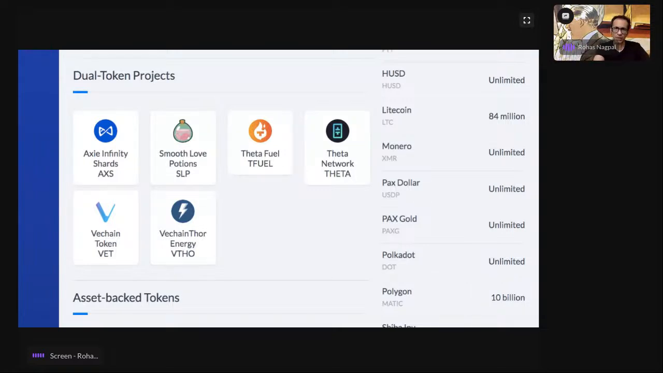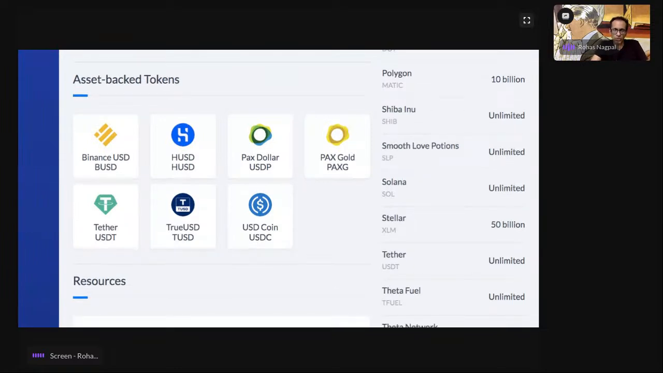And then we have something called asset-backed tokens. These are tokens which are backed by a real world asset. For example, something like WBTC, that's wrapped Bitcoin. I would not put it under asset-backed, because Bitcoin in itself, I don't think can be considered a real world asset. It is another token or a crypto coin, whatever we want to call it. So when I say asset-backed token, I believe it would be tokens backed by fiat currency. Examples in front of you are Binance USD, HUSD, Tether.